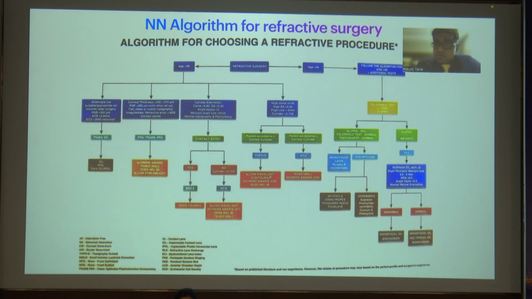This is the algorithm for choosing a refractive surgery according to the screening profile of the patient and what kind of findings you get while screening, designed by Dr. Rohit Shetty and team of Narayana Nethralaya. I follow the same. It is available online. You can have a look at it.